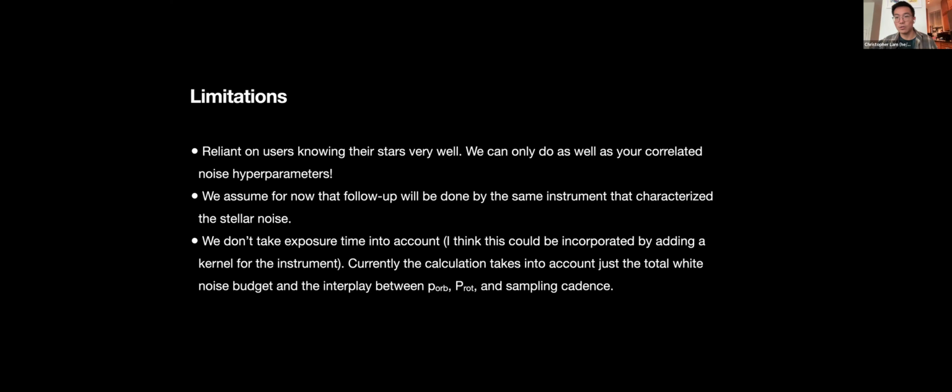And JAX allows auto differentiation, which is very important for calculating the Fisher information. We also don't take exposure time into account. So there's some stuff to keep in mind when you're trying to interpret what the Fisher information actually means.